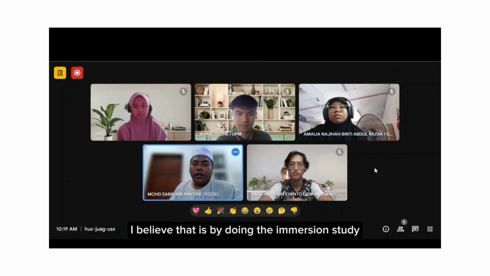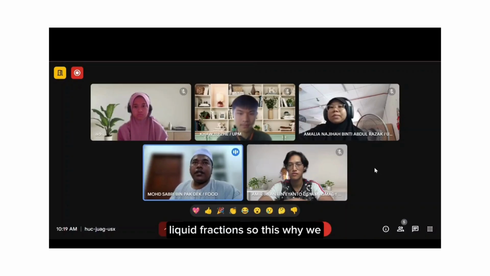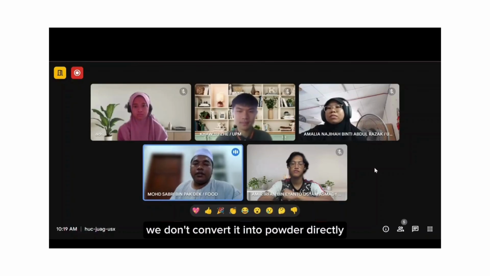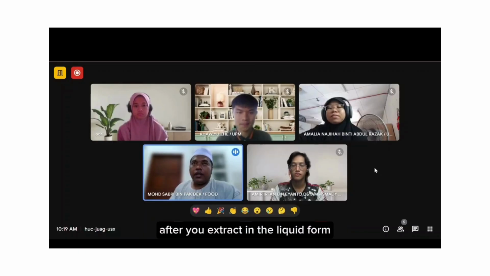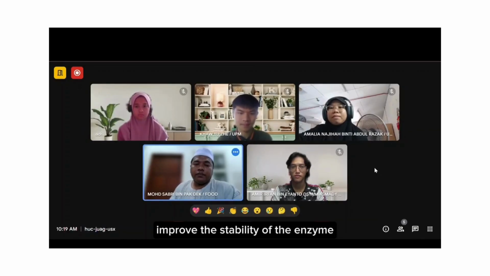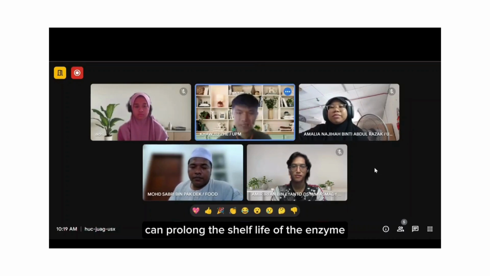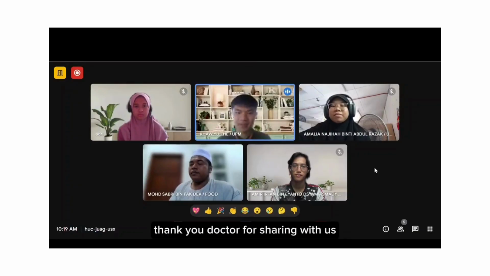And the third method, I believe, is by doing the emulsion study. Emulsion means that we bind the bromelain with other liquid fractions. So we don't convert it into powder. Directly after you extract in the liquid form, you add certain material and convert it into emulsions. So emulsion also can improve the stability of the enzyme and at the same time can prolong the shelf life of the enzyme.